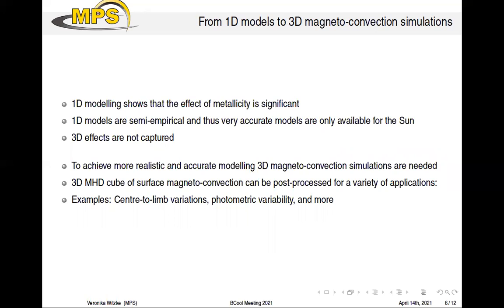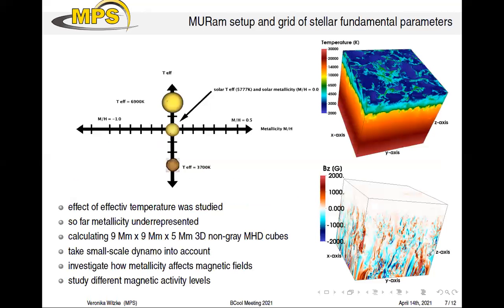This is also interesting for center-to-limb variation studies, because then we can calculate very accurate CLVs and get photometric variability. But it's also interesting for ZDI, because the determination for now only takes into account effects of magnetic fields on the line. But we already saw even in the 1D models that there is an effect on the structure from stellar parameters and from magnetic fields. So let's go to 3D.